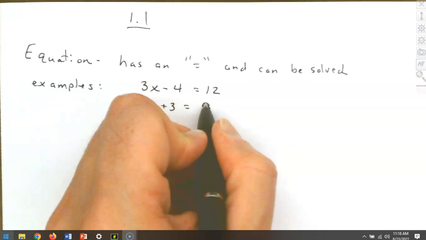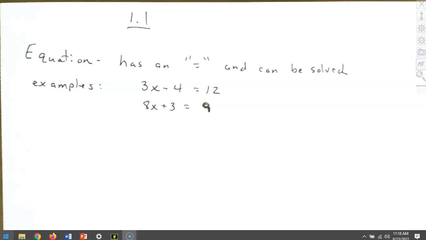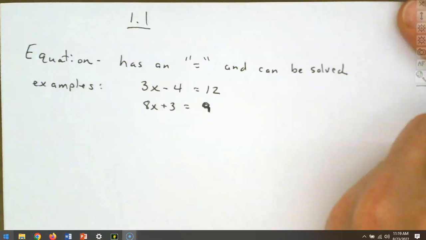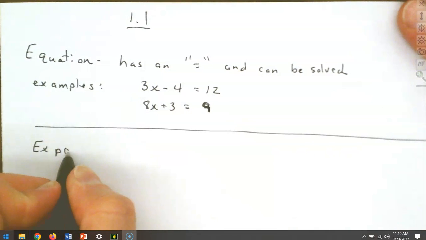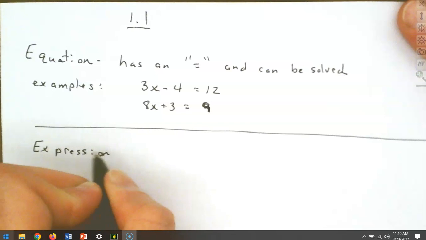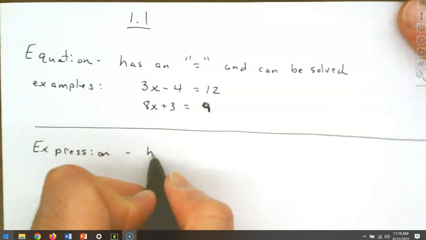So we're just going to start off with some very, very basic definitions. So an equation has an equal sign, all right? And we're going to be able to solve it. Now, there's three types of equations, and we'll discuss those later on, but we need to learn the basic definitions and the difference between an equation and an expression. So an equation has an equal sign. An expression has no equal sign and cannot be solved.